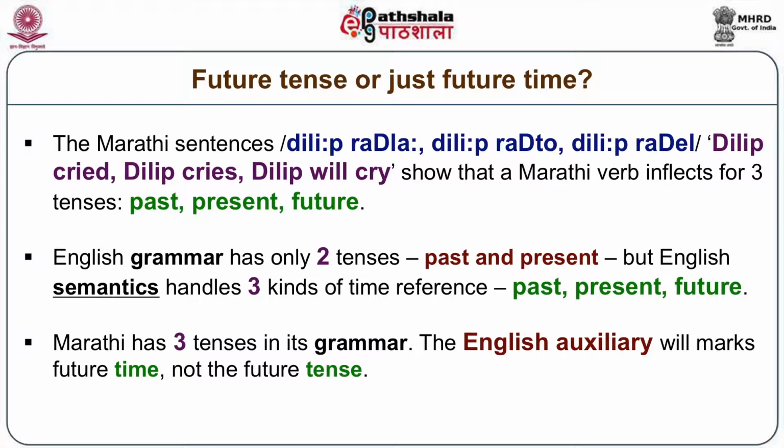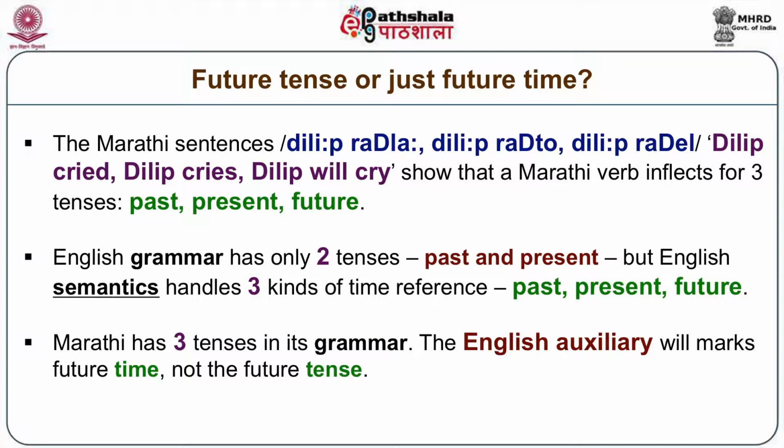Dilip rarla means Dilip cried, Dilip rarto means Dilip cries, and Dilip rarel will mean Dilip will cry. It means Dilip will cry. This is a simple system of tenses. It is found in many languages. At the same time, you need to realize that even though our understanding of time as human beings involves the past, the present, and the future, the way language encodes time is not consistent.